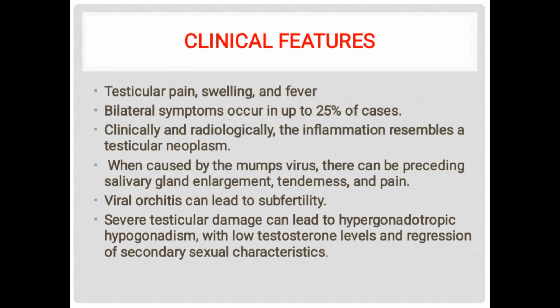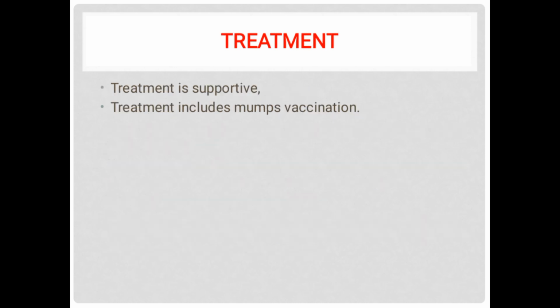When caused by the mumps virus, it can be preceded by salivary gland enlargement, tenderness, and pain. Viral orchitis can lead to subfertility. Severe testicular damage can lead to hypergonadotropic hypogonadism, because there is testicular damage with low testosterone level and regression of secondary sexual characteristics. Treatment, because it is a viral infection, is supportive, and prevention includes mumps vaccination.